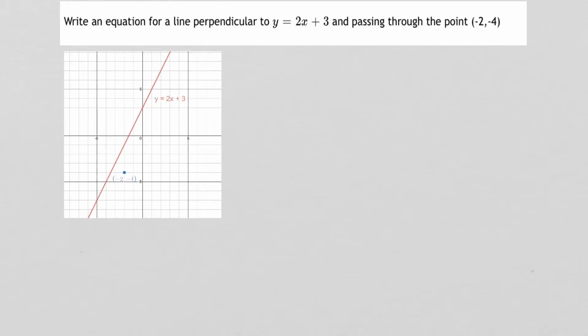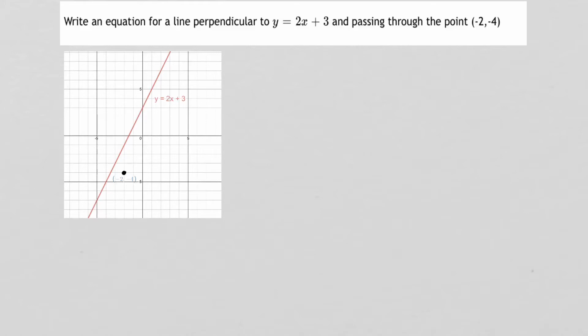Using Desmos, I can graph the line y = 2x + 3, denoted red below, and the point (-2, -4), denoted in blue below. What we're trying to do in this problem is look for a line that is perpendicular to y = 2x + 3, but passes through the point (-2, -4). Specifically, (-2, -4) is right here, and I want to draw a line through this point that is perpendicular to y = 2x + 3. What does it mean to be perpendicular?